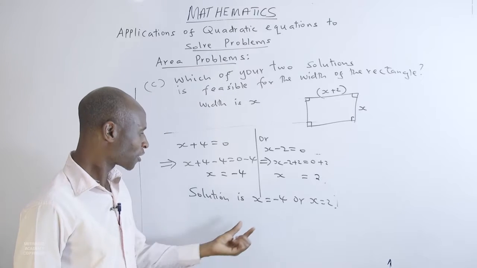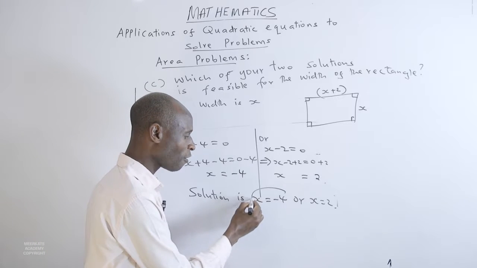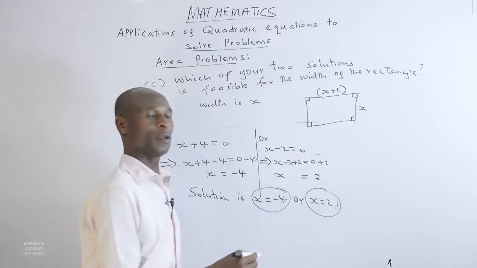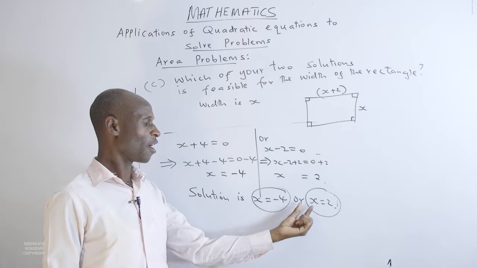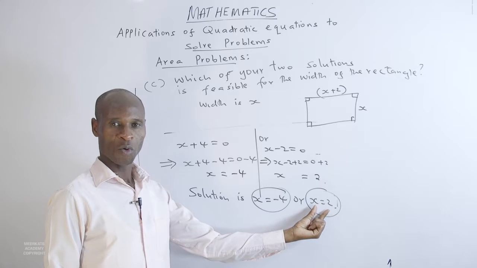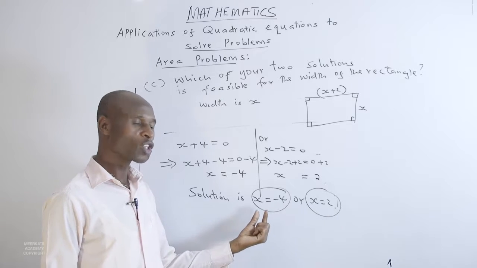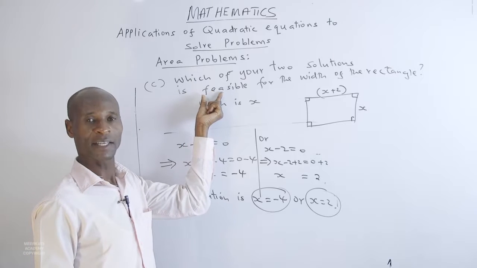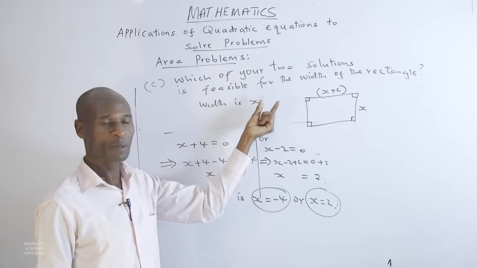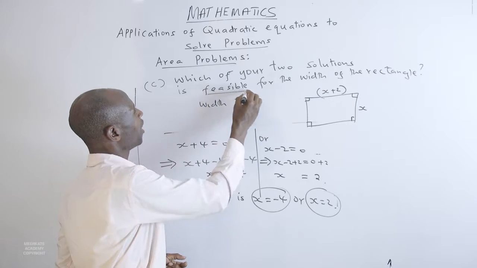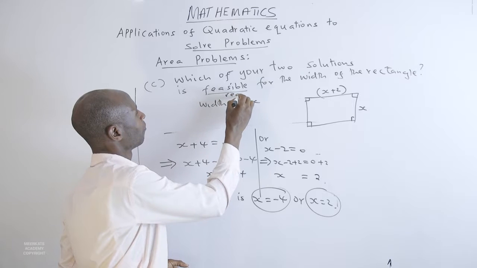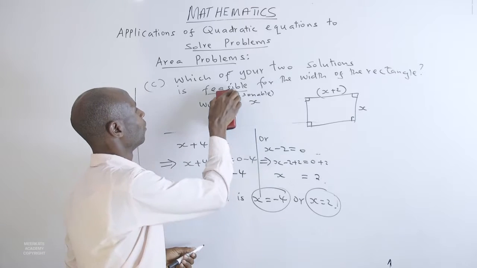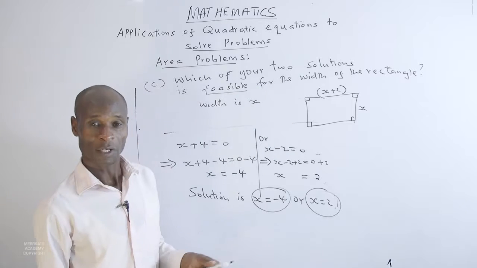So the first value of x we have established is x is -4. The second value of x we have established is x is 2. But between the two, x is -4 and x is 2, one is reasonable. One of the solutions is reasonable, while the other solution is not reasonable. Which one is reasonable? That is what part C is asking. Which of your two solutions is visible for the width of the rectangle? So here we are looking at reasonable.